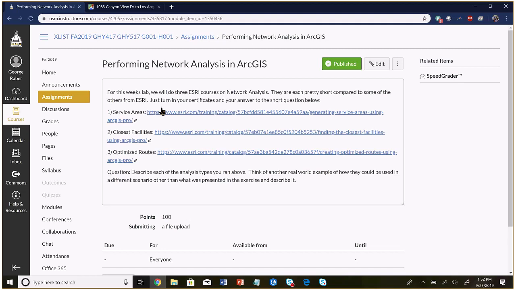And actually, what I just said was wrong. Anyway, these are all different concepts. Optimized route is not like service area. It's the shortest path, I think. All right. So do each of these. Each takes about an hour. Turn in the certificate and turn in the answer to that question. And that's it for this week. That's what I meant, that it's not an intensive week.